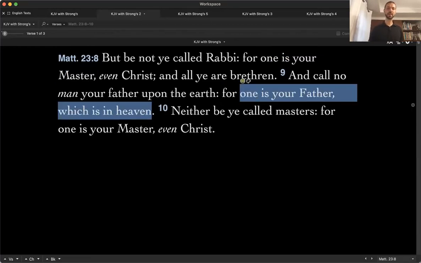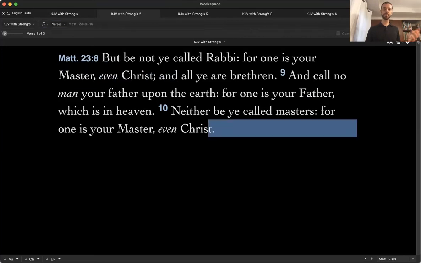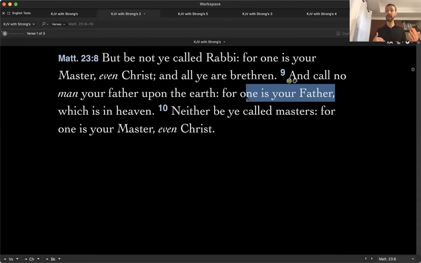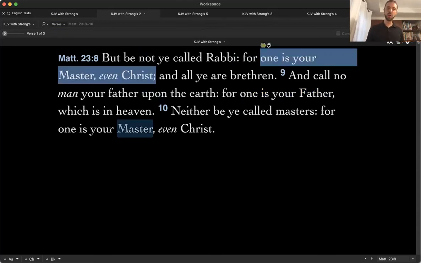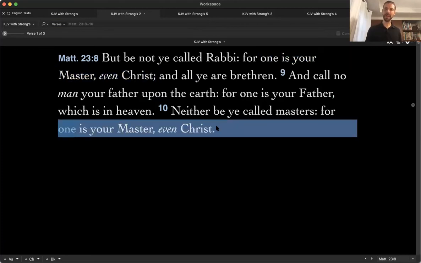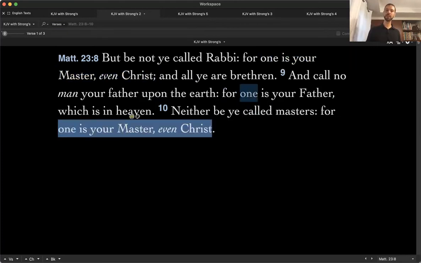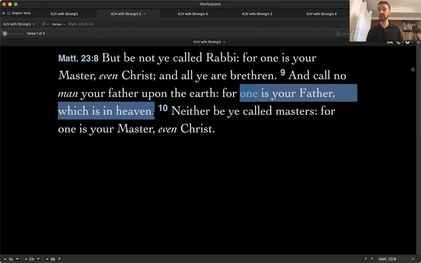Okay, here's what's fascinating to me about this. I have a kind of an ABA pattern here. So the pattern A, your master, even Christ. The pattern B in the middle, one is your father. Okay, but they're parallel. Do not because one is. Do not because one is. But if you're processing what's happening here, at the before and after, one is your master, the Messiah. One is your master, the Messiah. And standing in the middle, one is your father, God.